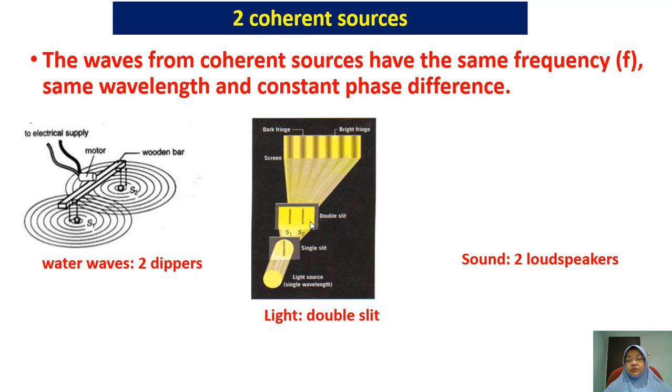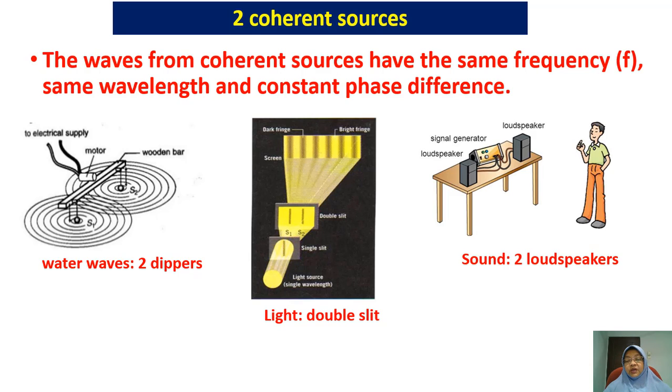And lastly, we have a sound wave. The coherent sources are the two loudspeakers, which are connected with the same signal generator which produces the same frequency.